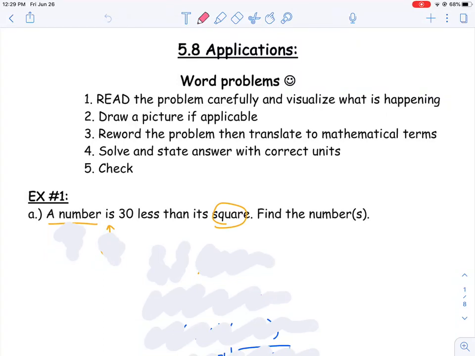All right, here's our first video in our last section of Chapter 5. We're going to do 5.8 and talk about applications of factoring. I know, everybody's favorite, word problems. I know they're kind of challenging, but the only way that they're going to get better is by practicing.